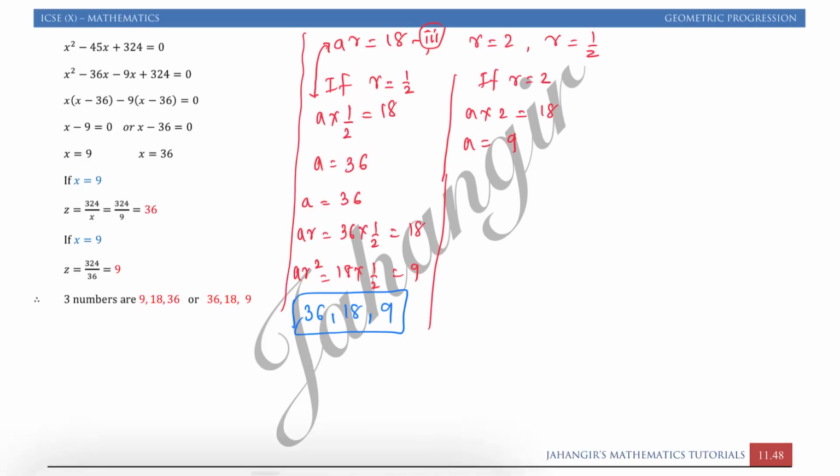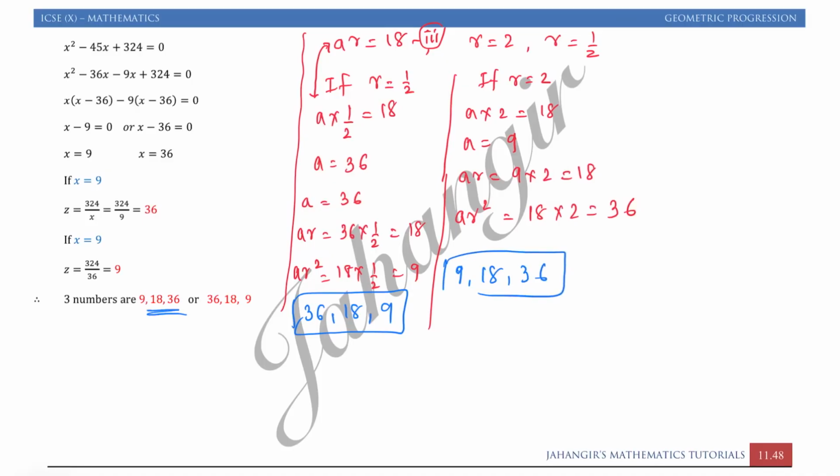And in the second case, let us check what we are getting. A is 9. AR is 9 into 2, that is 18. And the third, AR square, we are getting 18 into 2, that is 36. So in the second case we will get the answer as 9, 18, 36. In both cases the answers are the same. Both are lengthy methods, with equal steps in both. Whatever you want, you can prefer that.